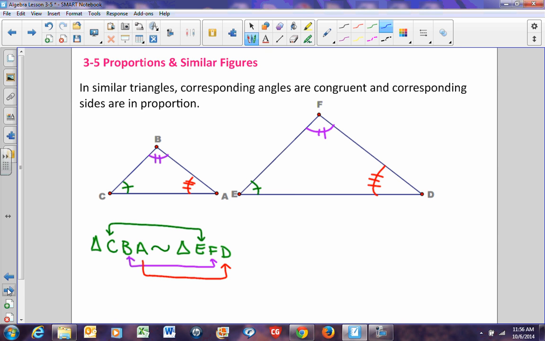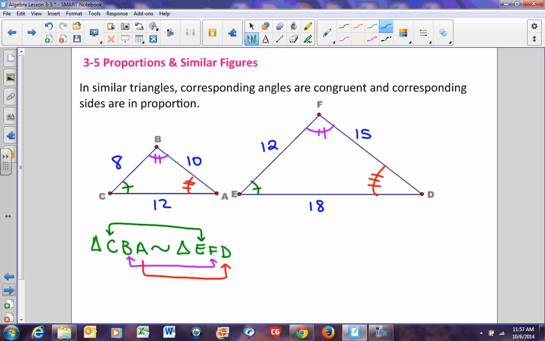Now, if I told you some measurements of this triangle, let's say 8, 10, and 12. If this is 8, this is 10, and this is 12. And on my other triangle, I'm going to tell you 12, 15, and 18. 12 here, 15 here, and 18 here. In order for these two triangles to be similar triangles, the corresponding angles must match up.